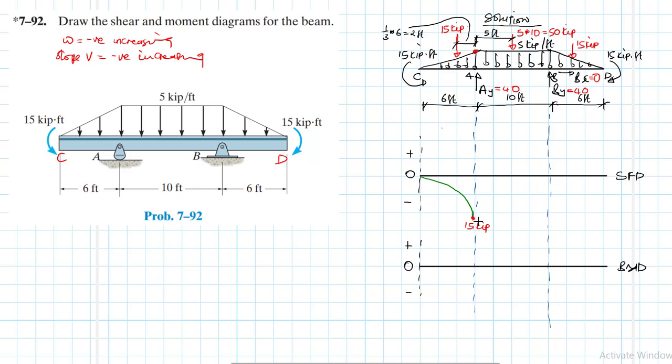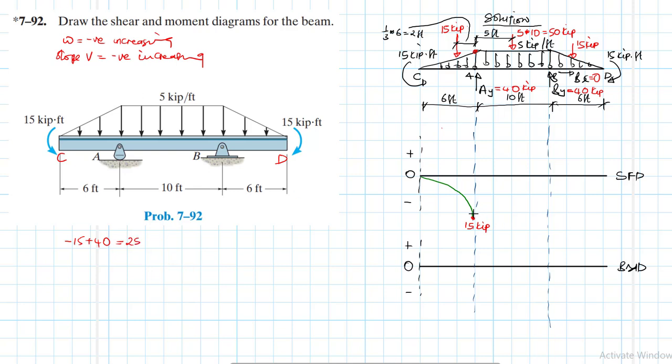Let's continue. So we are saying at A we have a 40 kip, so it means this 15 is negative 15, this will be reduced by 40, so it will be minus 15 plus 40. What does this give us? Gives us a 25, right? So this is going to be equal to 25 kips.